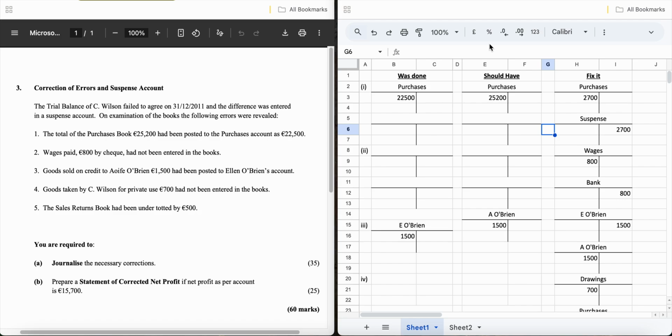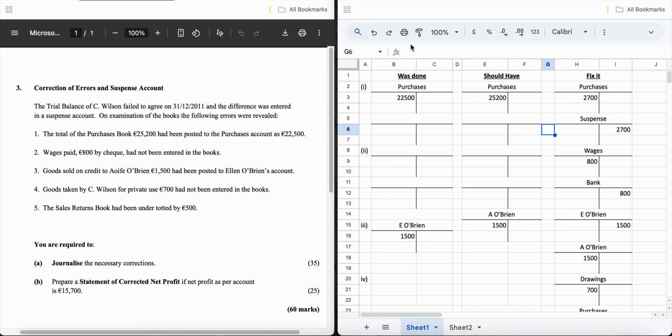Okay, so this is the 2012 ordinary level suspense accounts. What a suspense account is, basically, is an account used to record mistakes by the accountant, and we have to go and find the mistakes here in the question. It says the trial balance of C. Wilson failed to agree, and the difference was entered in the suspense account. On the examination of the books, the following errors were revealed.